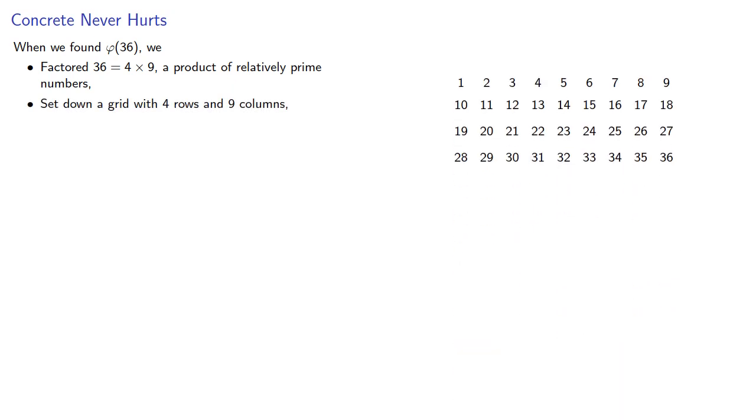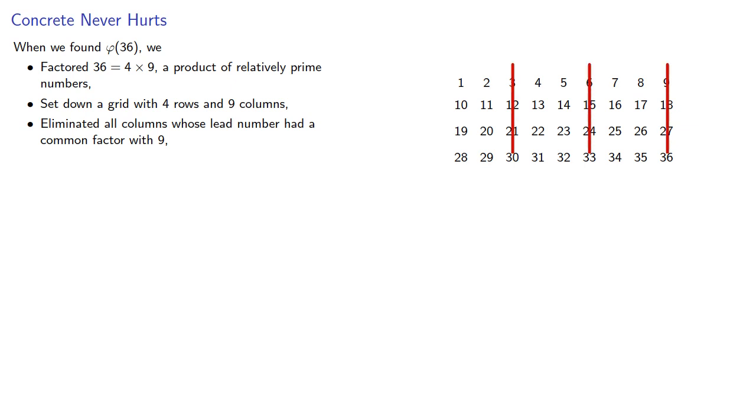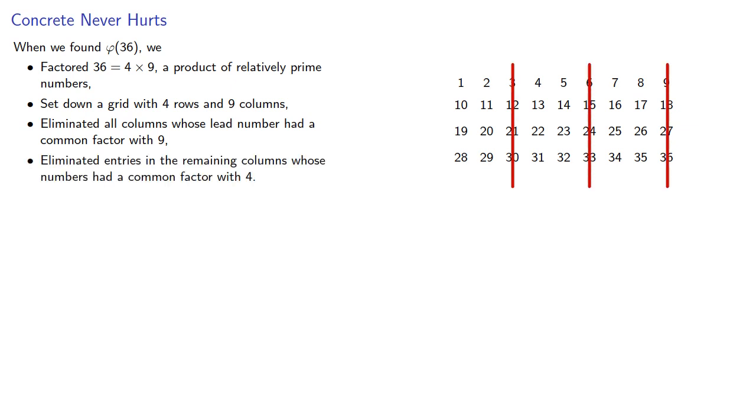Now, when we found phi of 36, we factored 36 as 4 times 9, a product of relatively prime numbers. We set down a grid with 4 rows and 9 columns. We eliminated all columns whose lead number had a common factor with 9, and then eliminated entries in the remaining columns whose numbers had a common factor with 4. So let's try to do this generally.